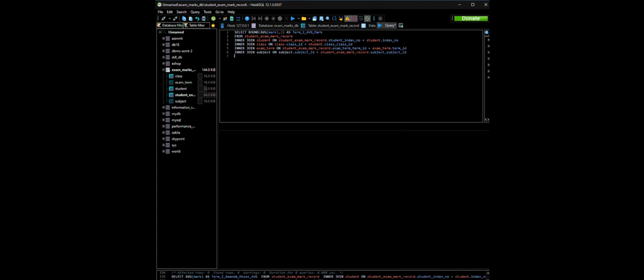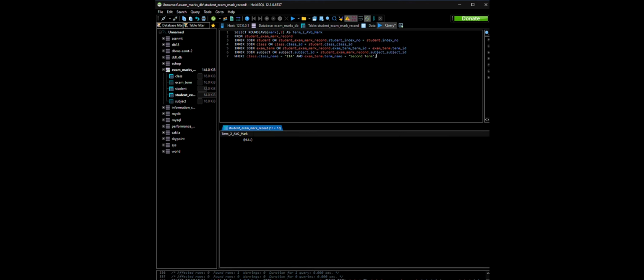Alright, so here the condition is going to be where class dot class name is equal to 11a. Alright, and the exam term name is the second term, so exam underscore term dot term name is equal to second term. Alright, so let's run this query. So yeah, we need to have a space between 11 and A. Alright, so we have our average marks as 76.52.